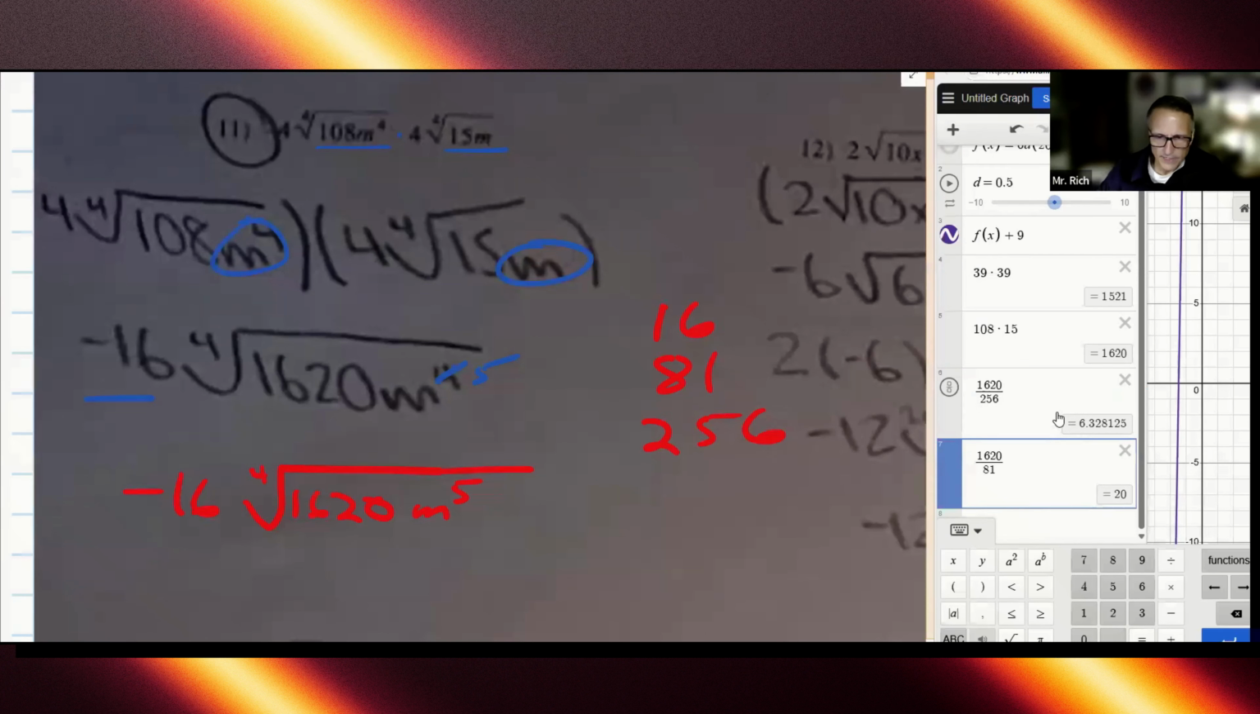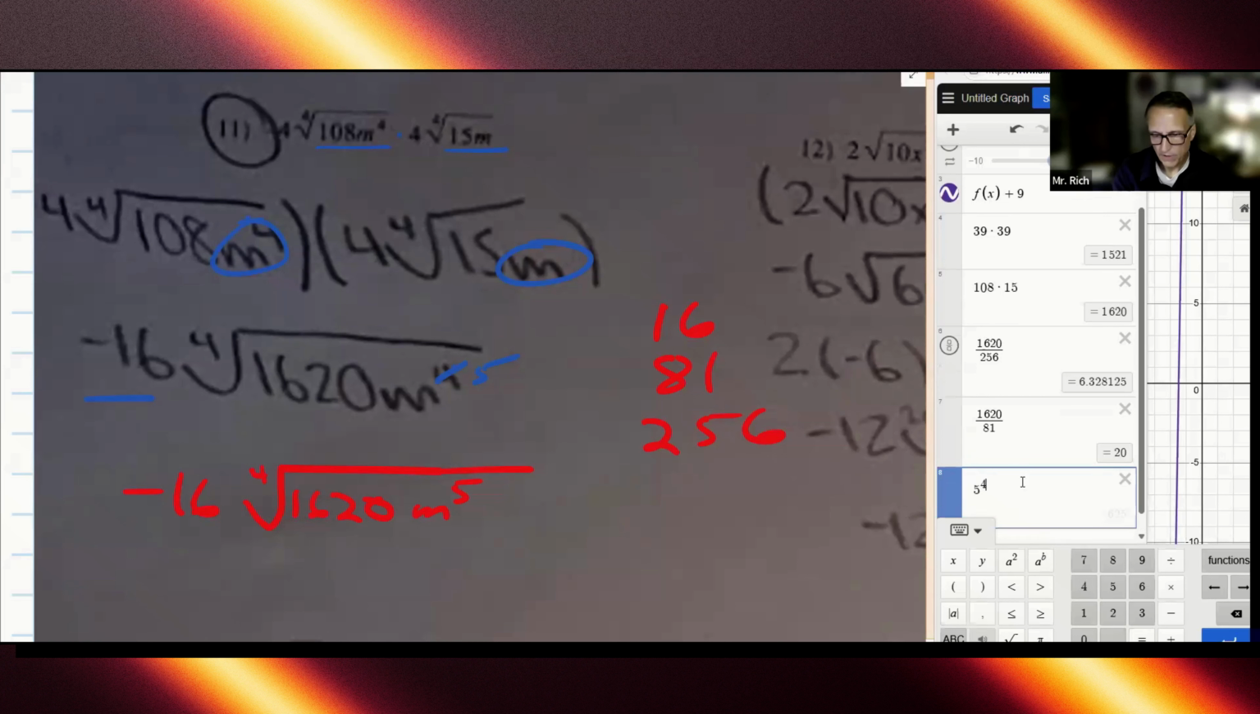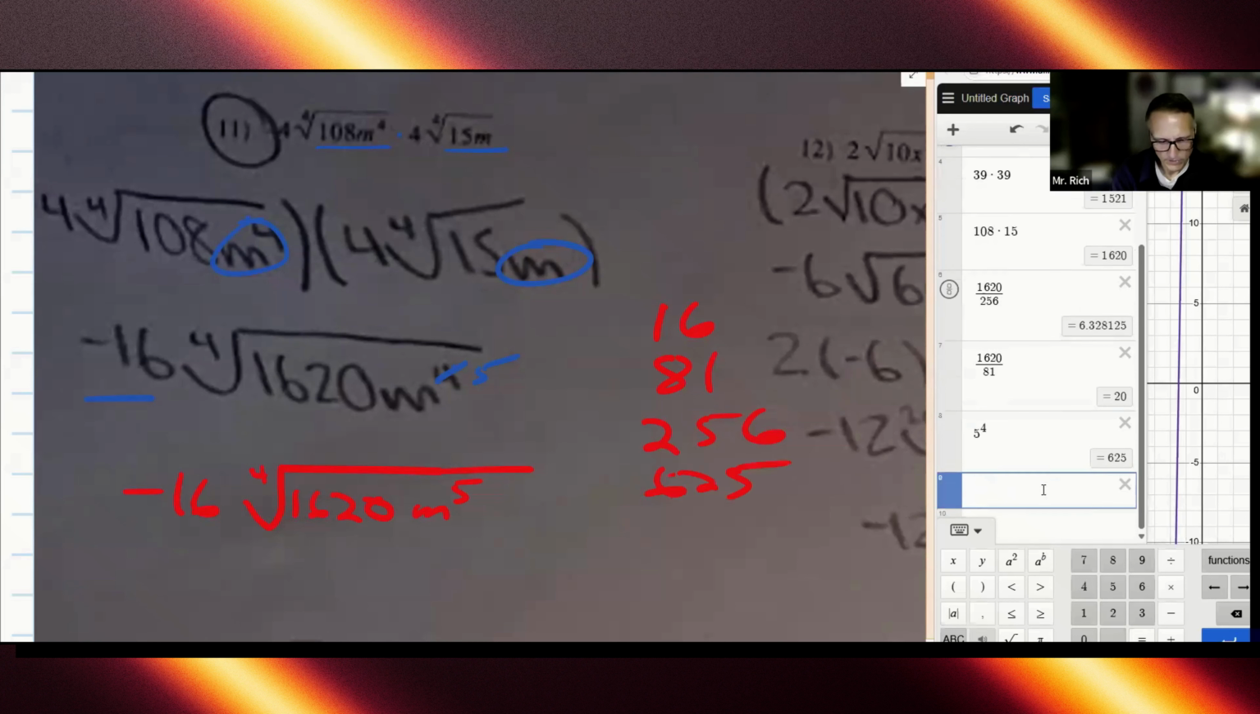Well, interesting. I think I need to go to a higher root here. That's 2 to the fourth, 3 to the fourth. Let's go 5 to the fourth power. 5 to the fourth is 625. What's 6 to the fourth?